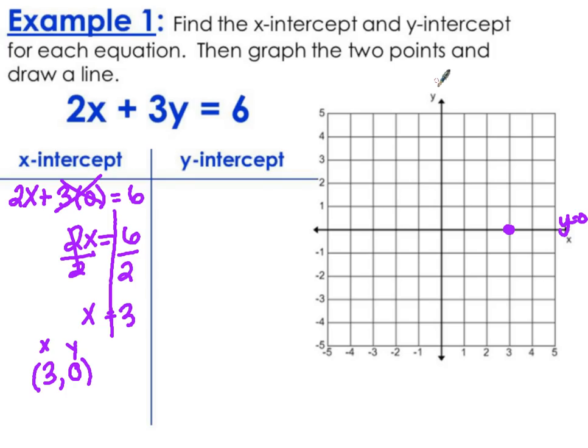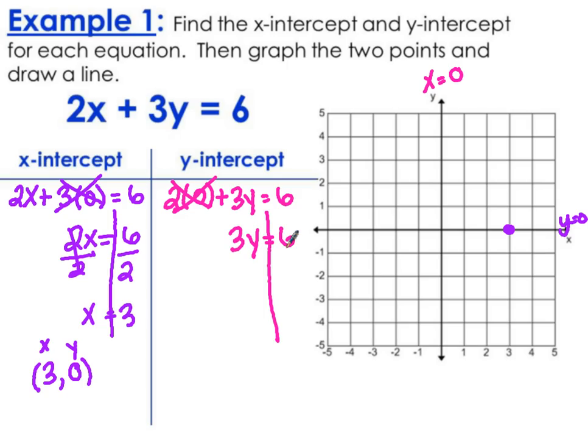Now I'm going to find my y-intercept. That would sit on this line somewhere, which again is where my x is equal to 0. So if I'm going to make that happen, I would put 2 times 0 this time plus 3y equals 6. So I'm going to solve my equation. 2 times 0 is 0. The only thing left on this side is a positive 3y. Divide both sides by 3. And y is equal to 2.